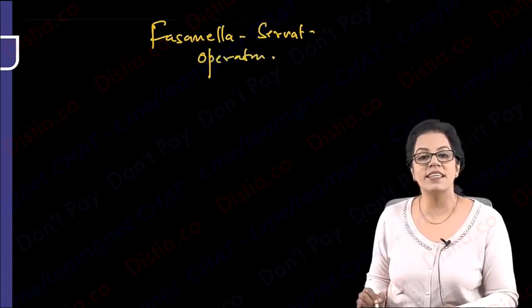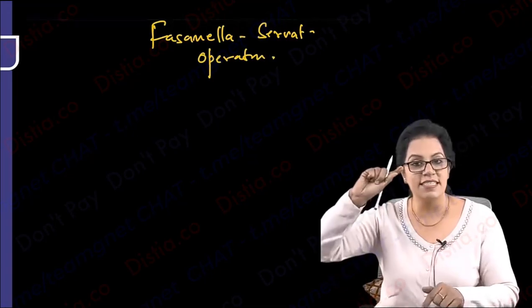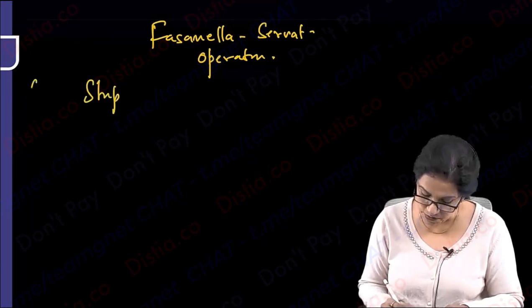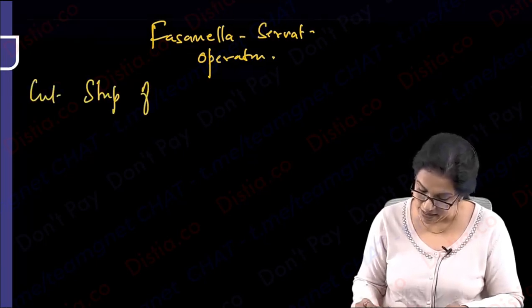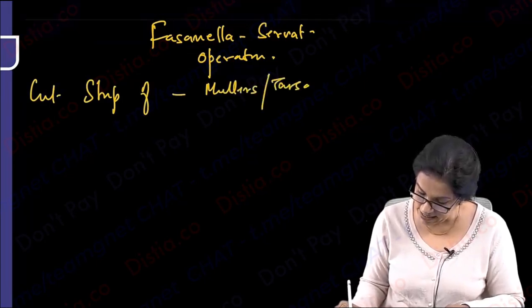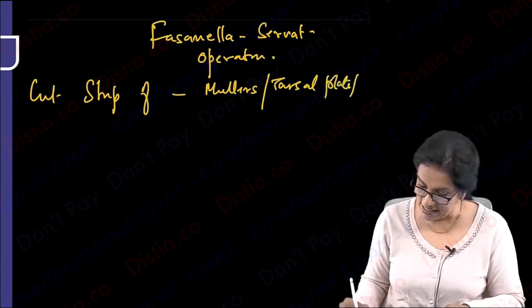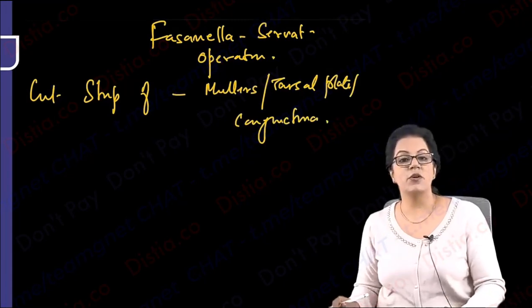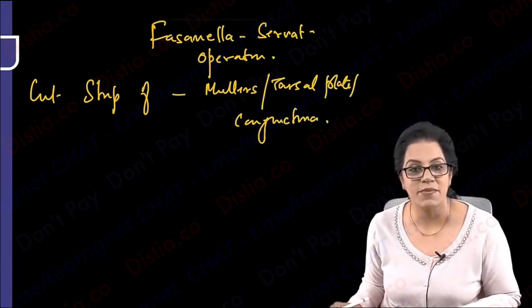So what is Fasanella-Servat here? We are reverting the lid, cutting a strip of Muller's muscle, tarsal plate and the conjunctiva. This is what it is, I'll just show you the slide. This is your Fasanella-Servat operation.